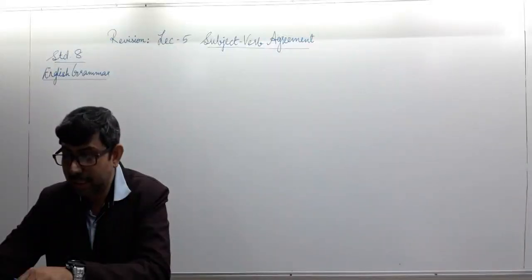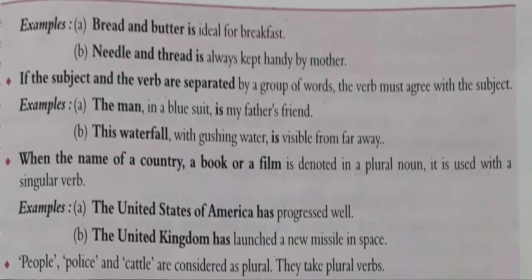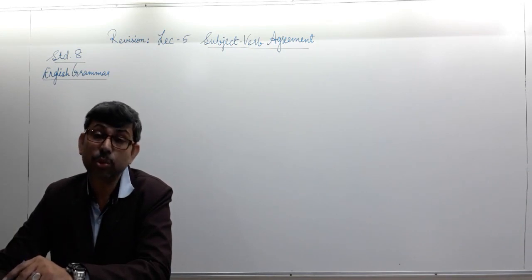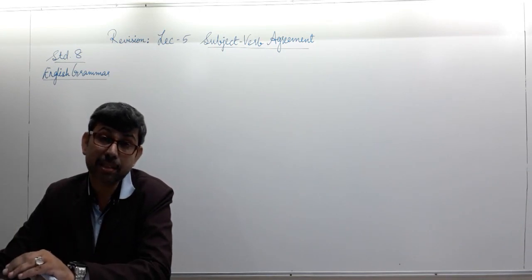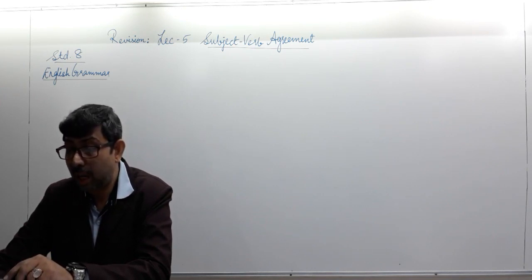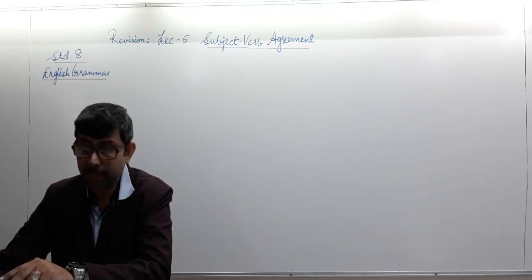The next one: when the name of a country, a book or a film is denoted in a plural noun, it is used with a singular verb. For example, as you see, the United States of America. We are not saying "the United States of America," we are saying "States of America," which is a plural word. So, "The United States of America has progressed well," and we are not saying "have progressed well."